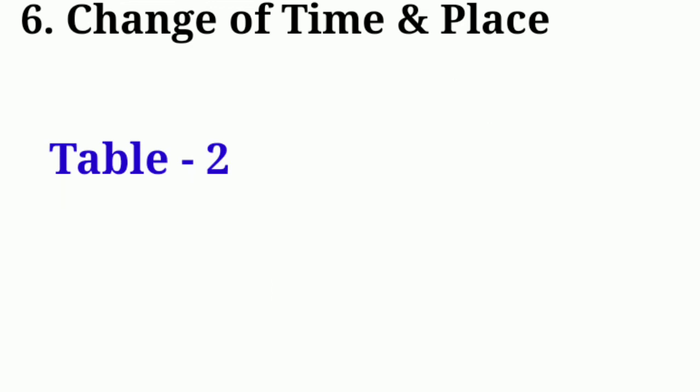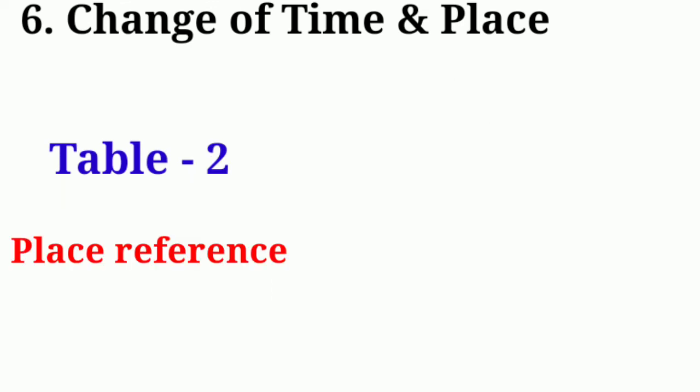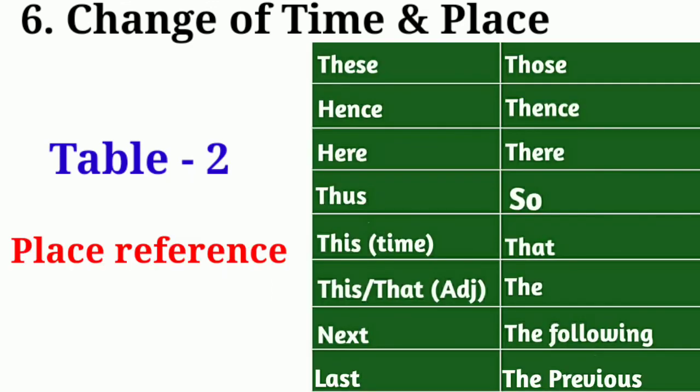We'll observe now table 2. In table 2, we'll find place reference. Here, this, those, hence, thence, here, there, thus, so. This, if used for time, it will be that. This, that, if used as adjective, it will be the. Next, the following, last, the previous. Thus, we observed in two tables how we should change time and place while narration. Means words of nearness are changed into words showing distance.